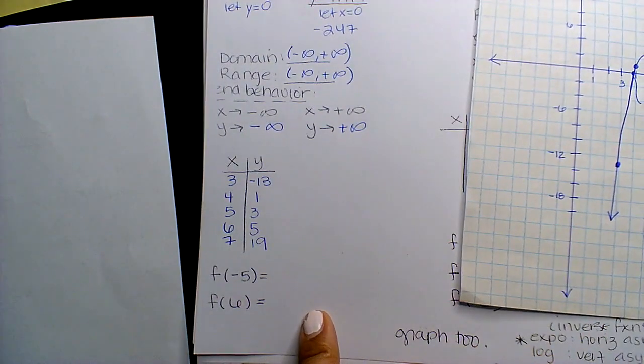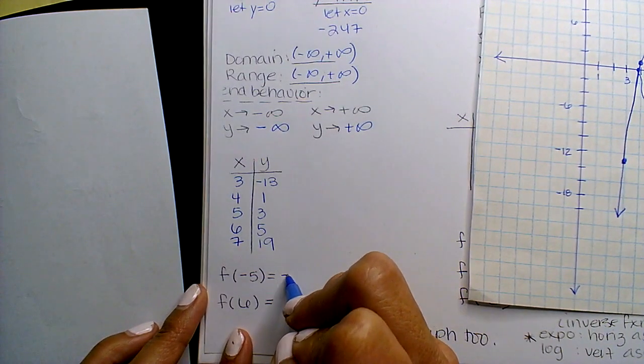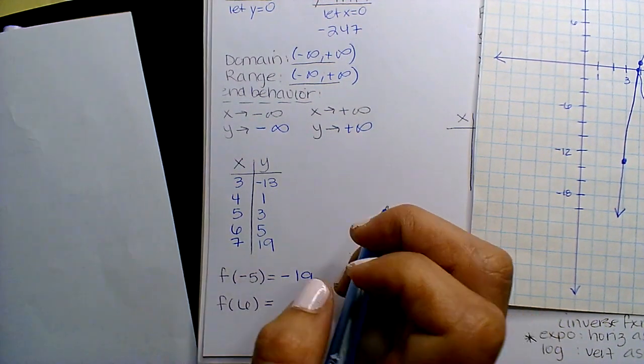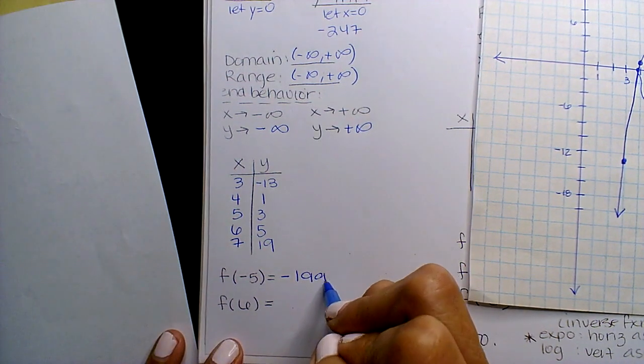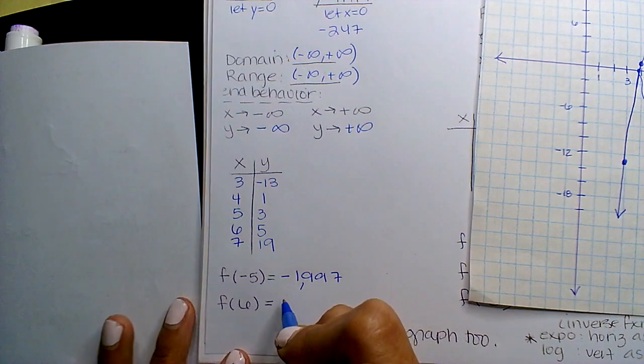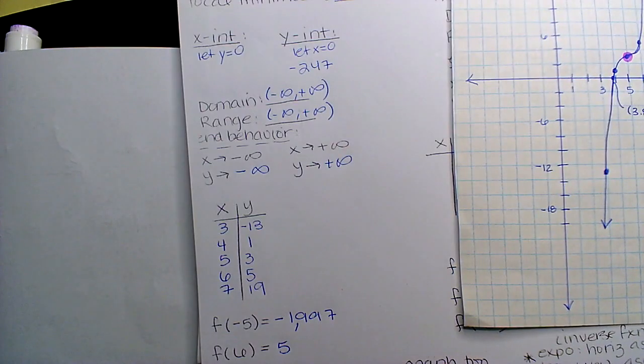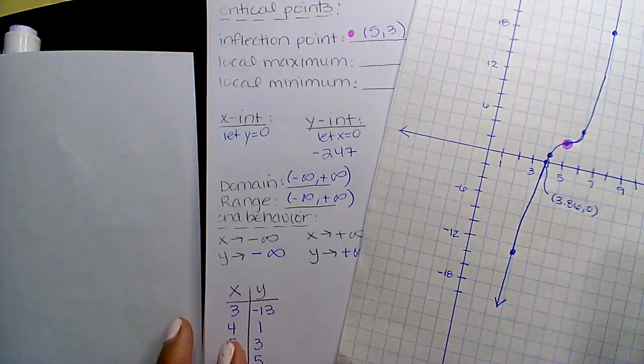Or did anyone solve this already? Yeah. What's negative 5? Negative 1,997. 900 and what? 97. And then what is 6? 5. Oh, we did that one. Oh, duh. Okay. Thank you, guys. Okay, good? Yeah. All right, so I'll cut the video.